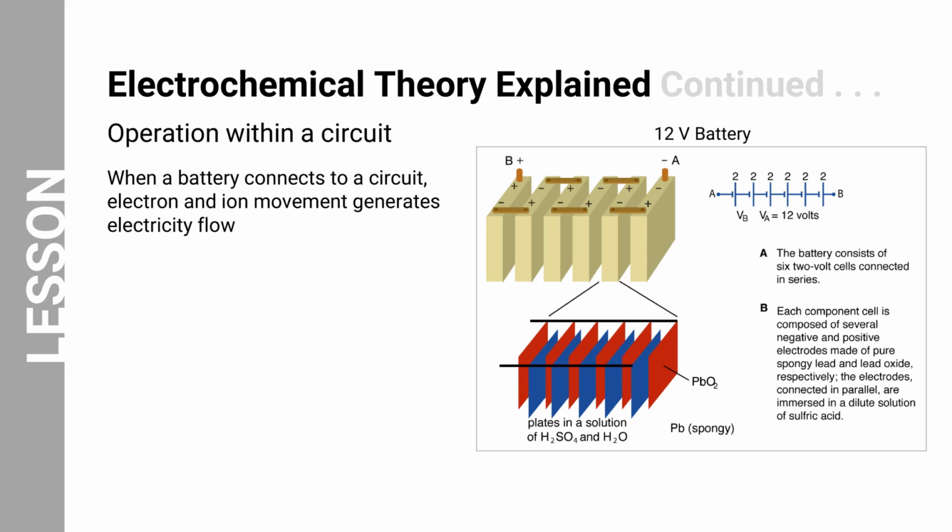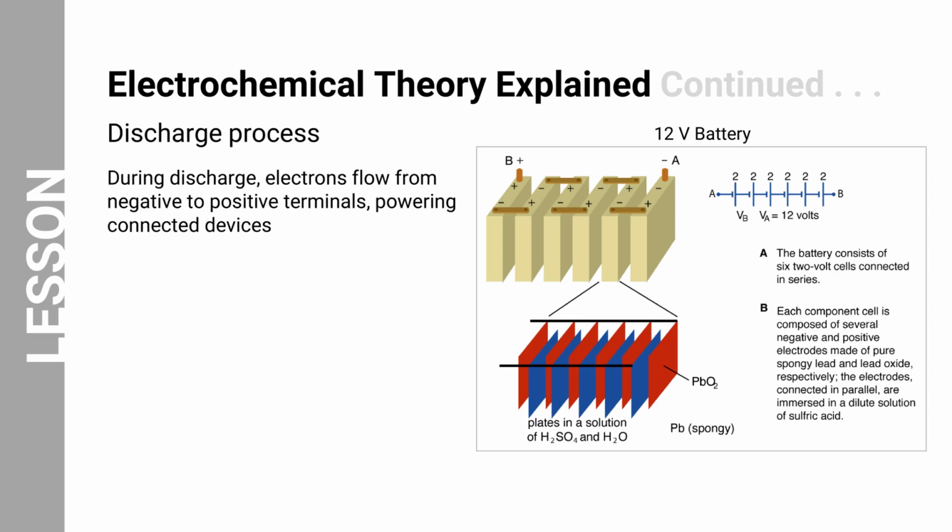Operation within a circuit. When a battery is connected to an electrical circuit, a flow of energy occurs. Electrons move from the negative terminal through the circuit to the positive terminal, while ions in the electrolyte also move to maintain electrical neutrality. This movement of electrons and ions constitutes the flow of electricity within the battery-powered circuit.